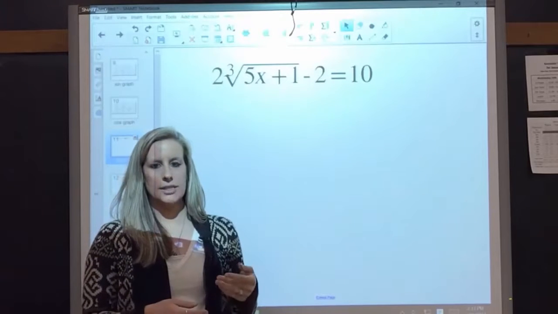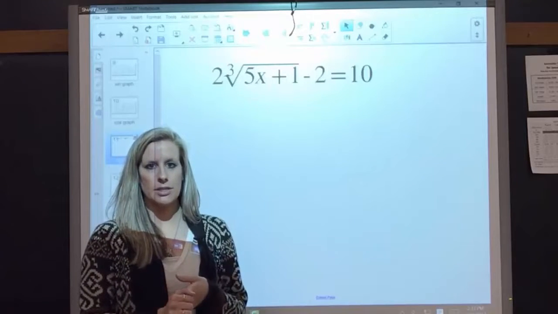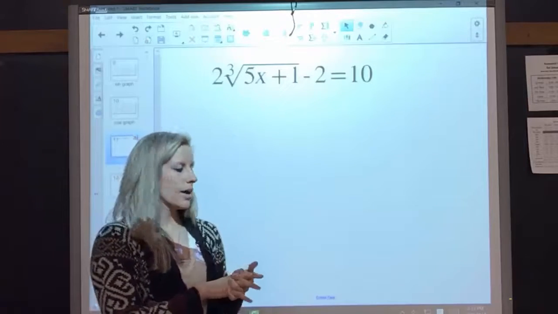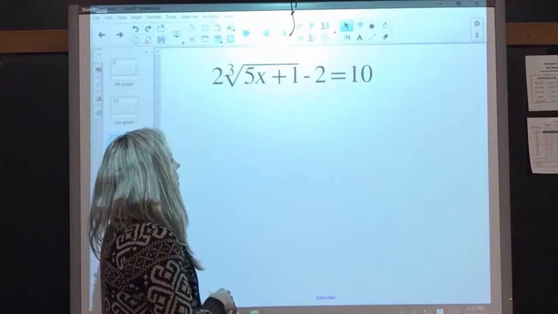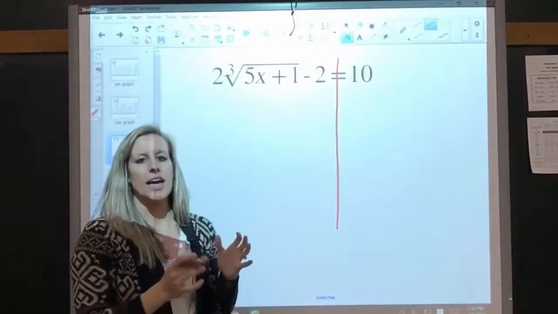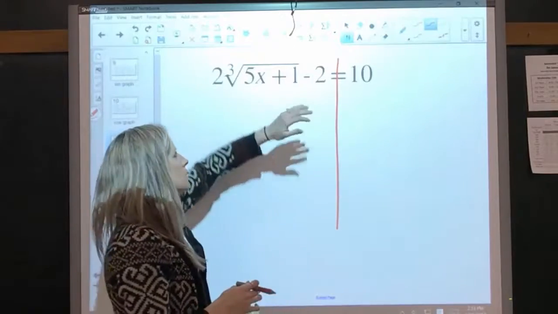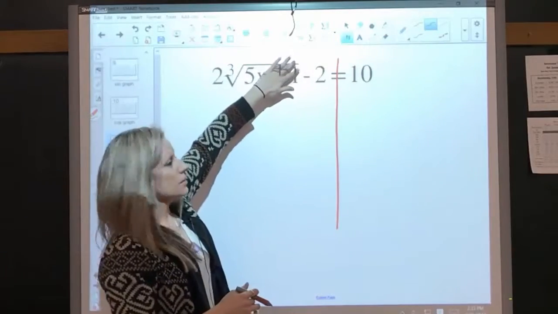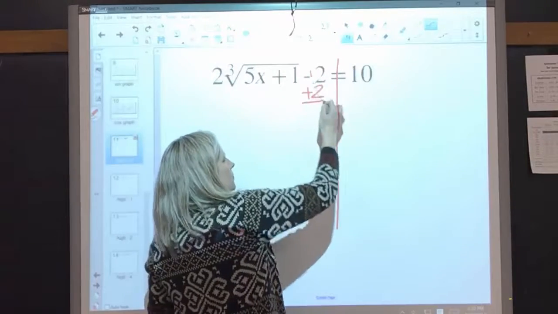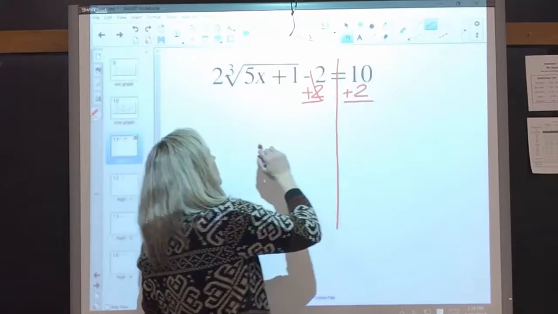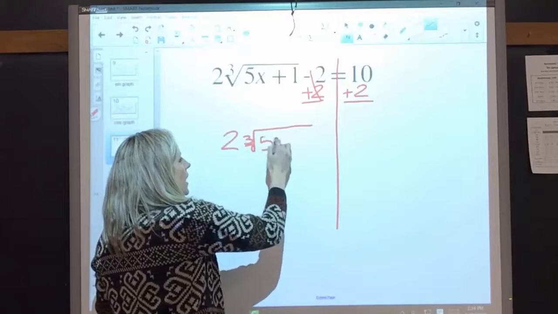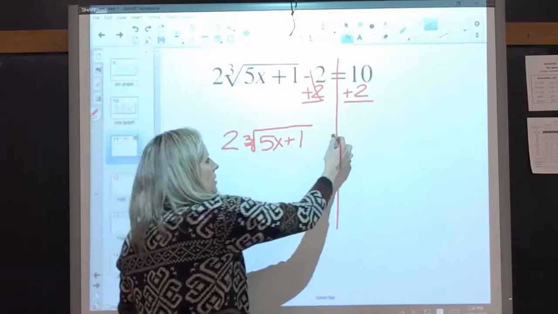So we're going to go through an example. I'm going to go through a few problems that y'all might have questions on to hopefully help you guys out. So the first example, like I said, what you want to do is get that cube root by itself. So you want to save it for last. The opposite of subtracting 2 is adding 2. Okay, so we have 2 cube root of 5x plus 1 equals 12.